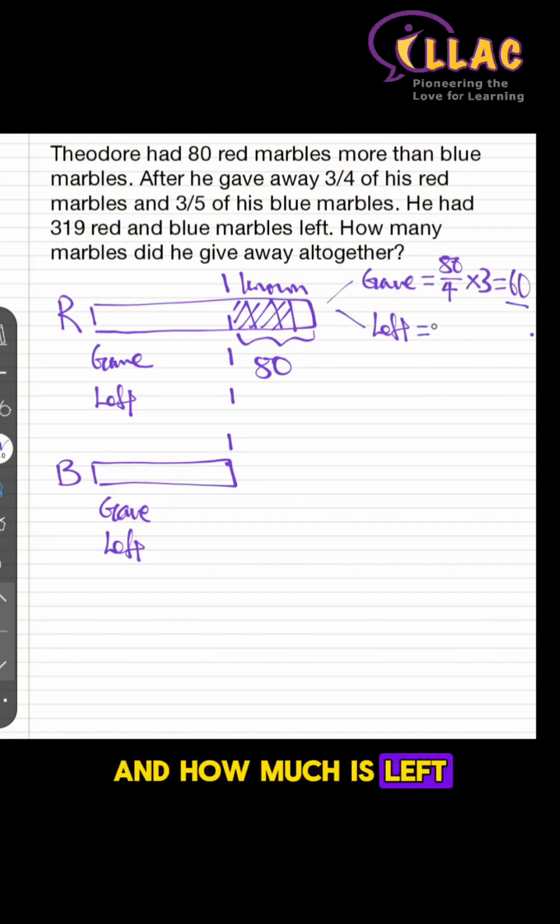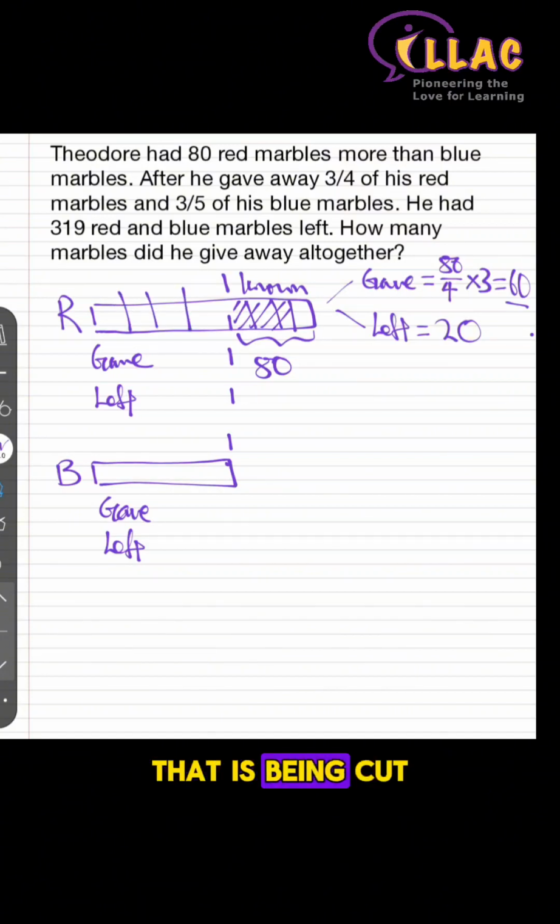And how much is left? 80 minus 60, that leaves you 20, which is 80 divided by 4. One part is 20. And the same thing over here for the unknown part, which is 4 parts that is being cut and 3 parts is being given away. So therefore the fraction here is 3/4. And what is left is 1/4. As simple as that. I'm just writing what the question has already told me.